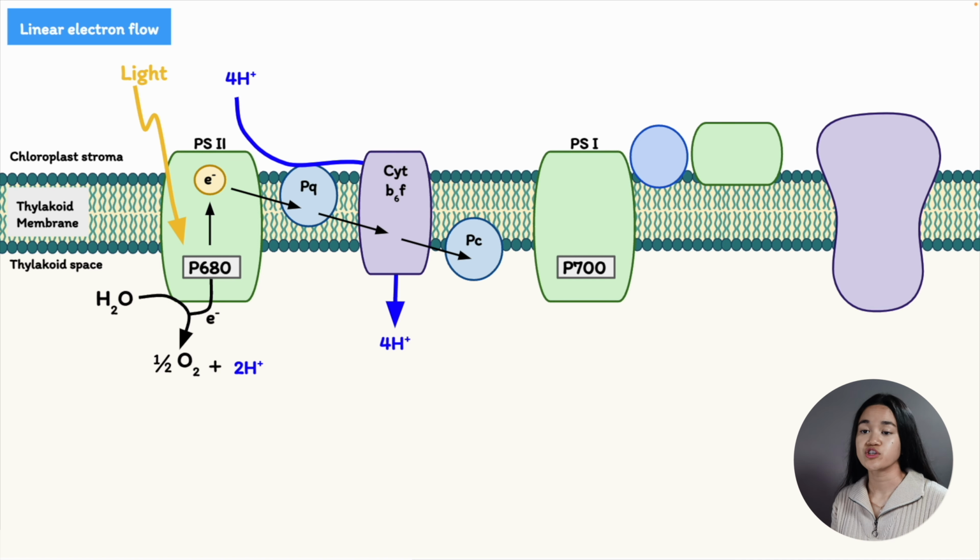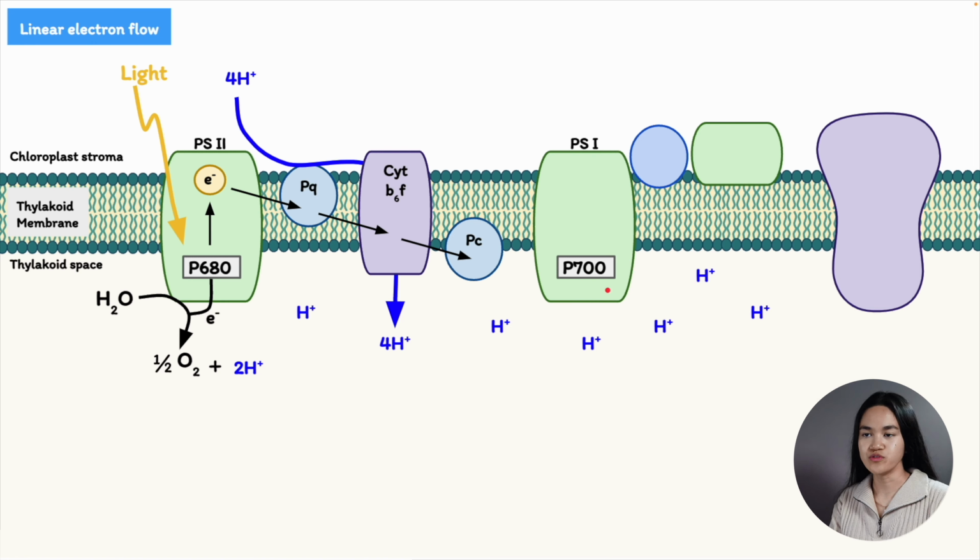And the concentration of hydrogen ions in this space increases. This transfer of hydrogen ions, along with the release of hydrogen ions from the splitting of water, forms a proton gradient that will be used to make ATP, a process called chemiosmosis. We'll go through this in a minute, okay? We'll come back to this. I want to take a look at PS1 first.